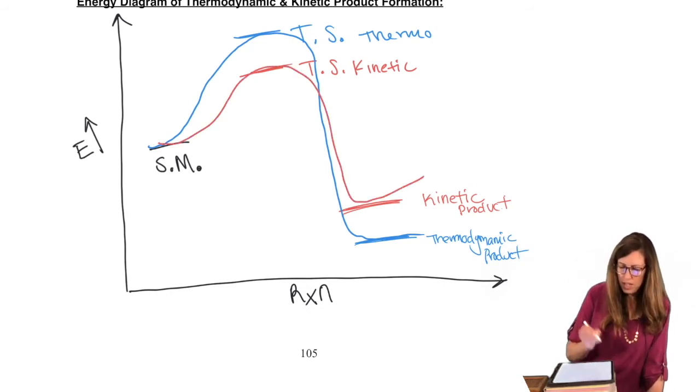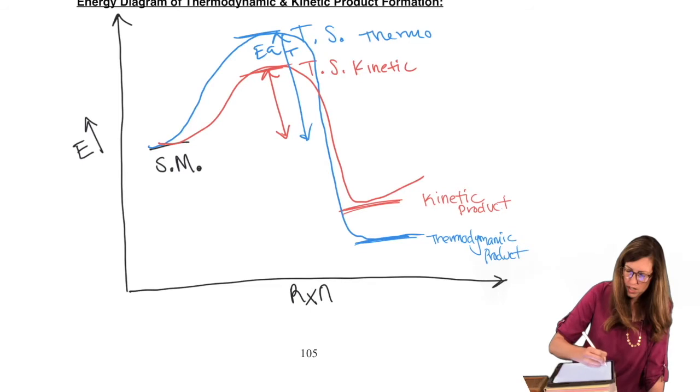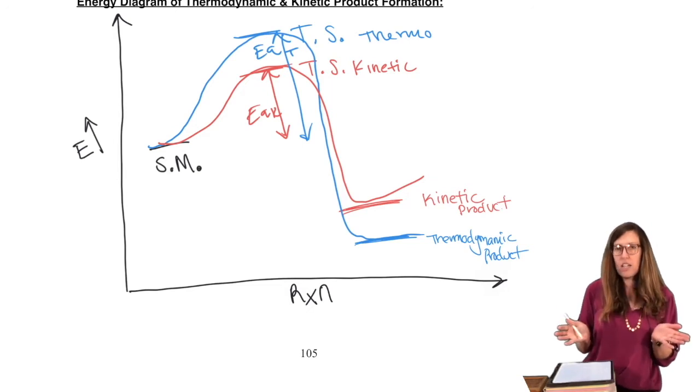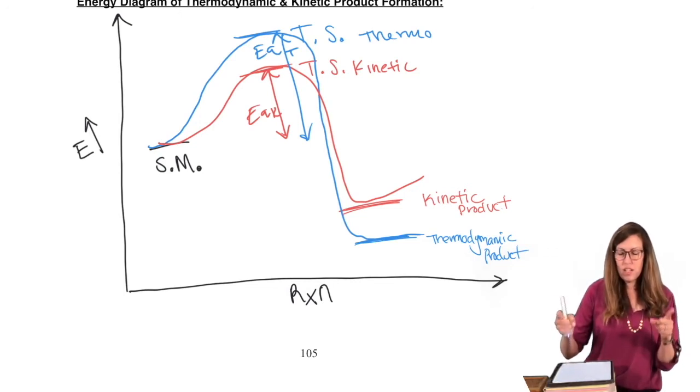And so we can get lots of information from here. You can see the difference in activation energy, EAT versus EAK, right? The overall idea here is that one is easier or better than the other at different points in the process. We can exploit that to favor one over the other. And that's the powerful part.